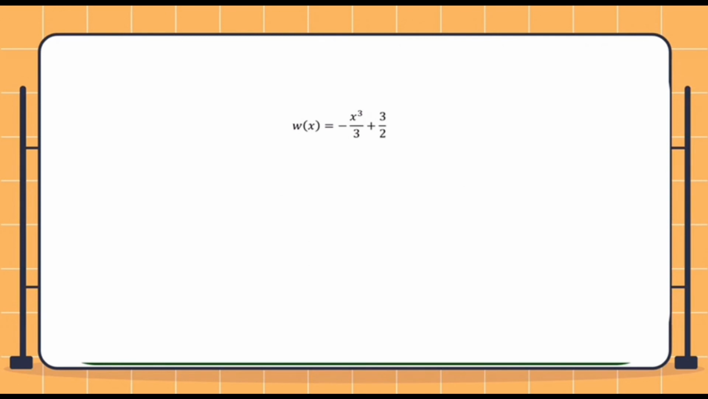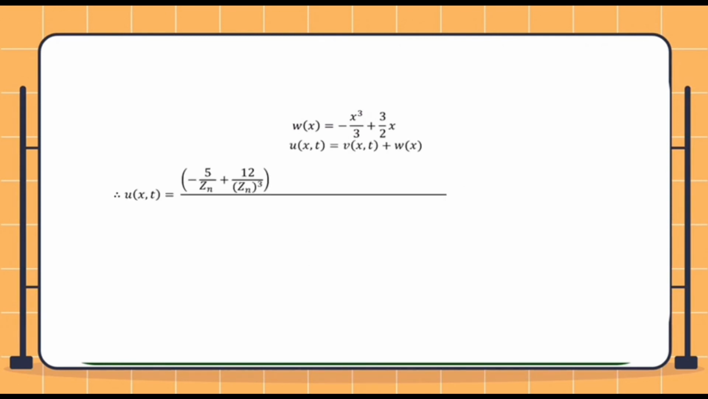Once we got v(x,t), do remember our assumption at the very first step when we let u(x,t) equal v(x,t) plus w(x). Finally, our u(x,t) is solved.